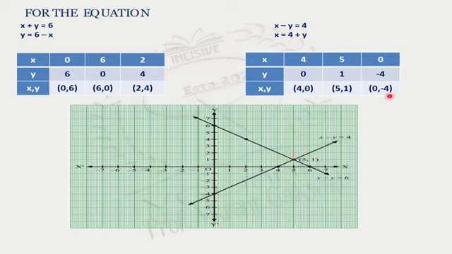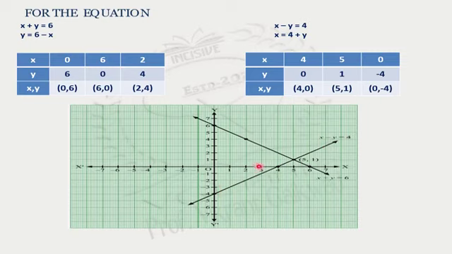Next point 0 comma minus 4. So check 0 is of x, minus 4 is of y. So it will lie on the negative y axis. So here you will get that point minus 4. Understood? 0 comma minus 4. You join these 3 points with a straight line. Okay. So you'll write the name of this equation, x minus y equals to 4.